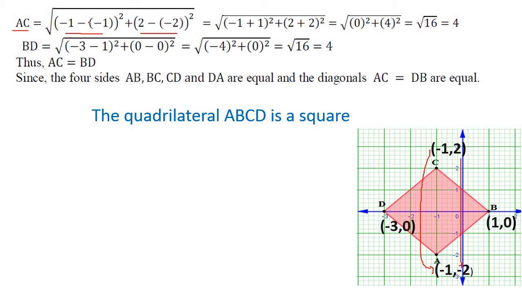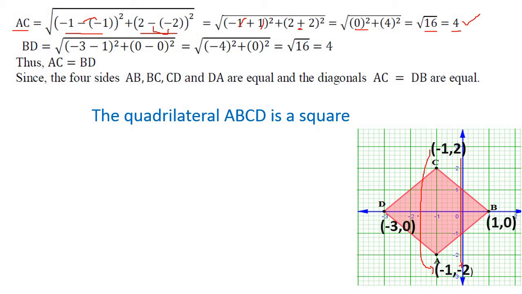So minus 1 minus of minus 1: minus into minus is plus, so we have to multiply these two signs. 1 whole square plus 2 minus of minus 2, which is plus 2 plus 2 whole square. Then we can cancel this minus 1 and plus 1. It is 0. 0 square plus 4 square, and 4 square is 16. Root of 16 is 4. This is the length of the diagonal AC.